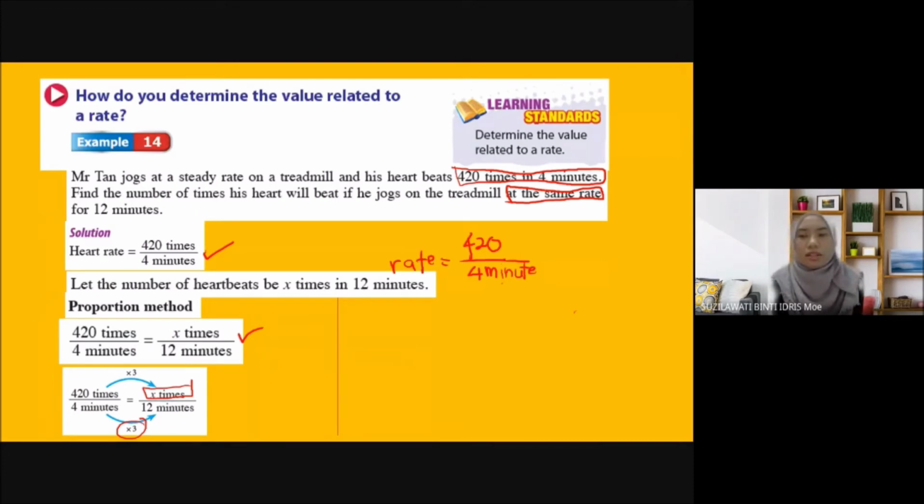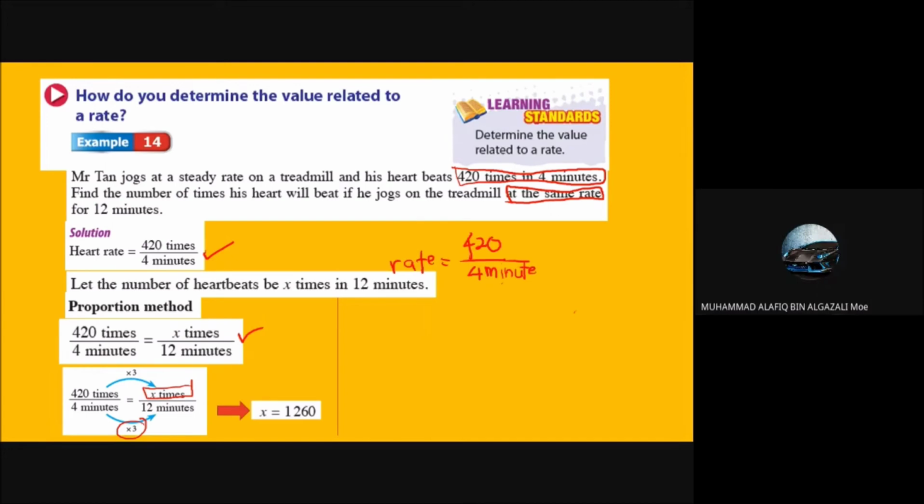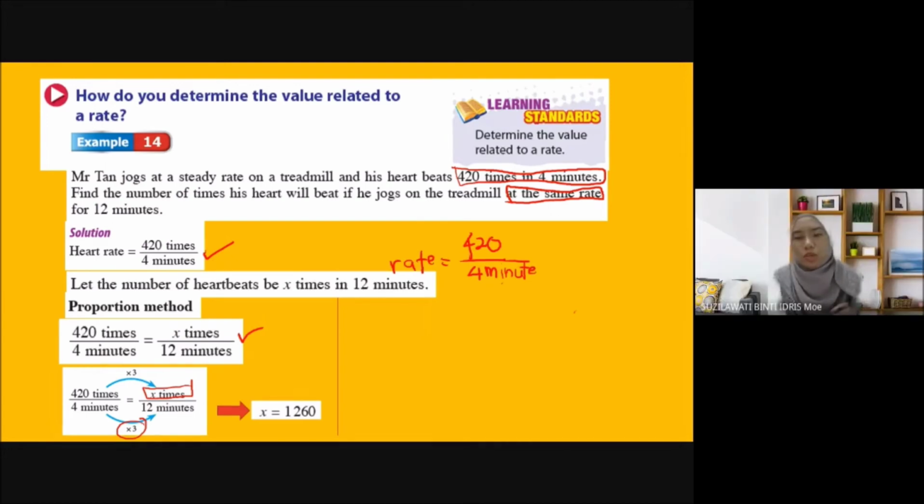Azri, Aikal, yes. Okay. Jadi, untuk dapatkan dia tu, kita darab dia. 4 minit darab dengan 3 sama dengan 12. Jadi, yang bahagian atas ni pun kita kena darab 3. Jadi, kita dapat bilangan degupan jantung tu dalam 12 minit tadi, which is equal 1260 beats. Jadi itulah degupan jantung dia. Itu jika kita menggunakan proportion method.